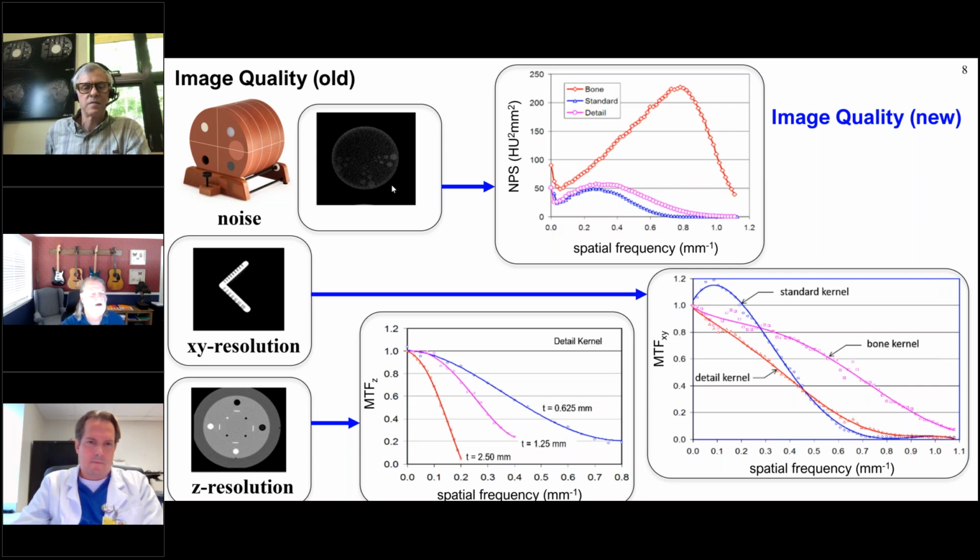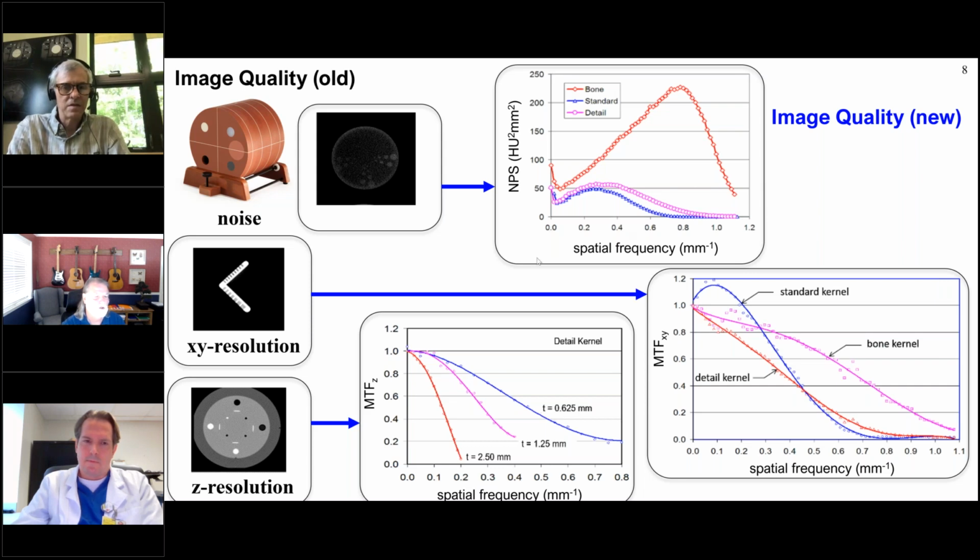A more modern way to do that would be to apply some mathematics to the images and compute the noise power spectrum. Now you have a quantitative tool that's not subjective, that's not dependent upon the lighting conditions that the physicist was in when evaluating the images, and so on. This gives us a solid measure of the noise properties of the scanner, the noise power spectrum.